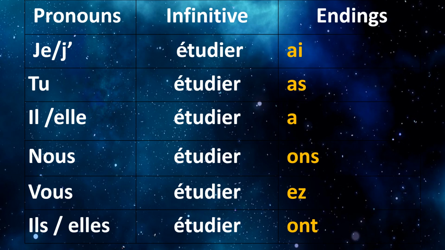étudierai. Because you know that an E in the middle of a word without an accent is silent. So that gives you j'étudierai, tu étudieras, il ou elle étudiera, nous étudierons, vous étudierez, ils ou elles étudieront. And that is, I will study, you will study, and so on.